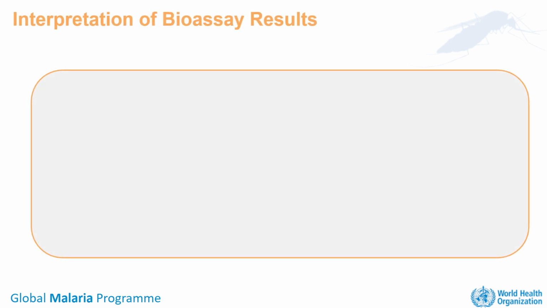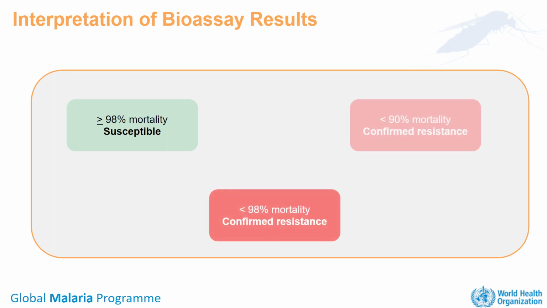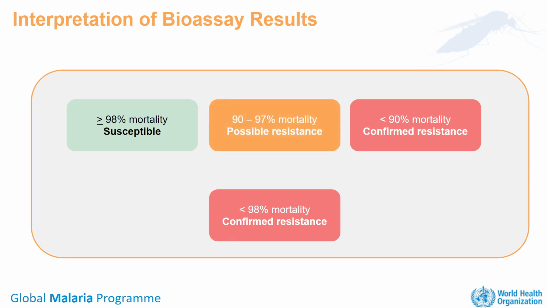The classification of mortality data from resistance assays is shown on this slide. If 98% or more of the exposed mosquitoes die, then they are classified as susceptible to that insecticide. If less than 90% are killed, resistance is confirmed. In the intermediate range between 90% and 97% mortality, the test should be repeated with untested mosquitoes from the same population or progeny of mosquitoes that survived the bioassays. The data from resistance assays should be reviewed by the program on a regular basis to decide whether action should be taken with respect to choice of vector control interventions or change in insecticides.